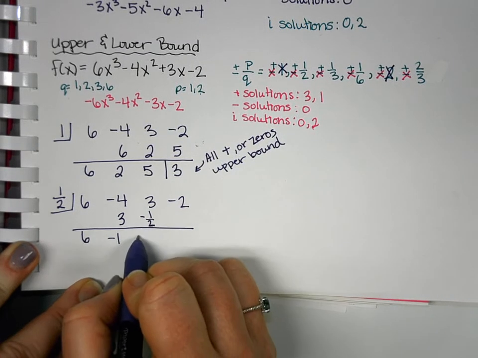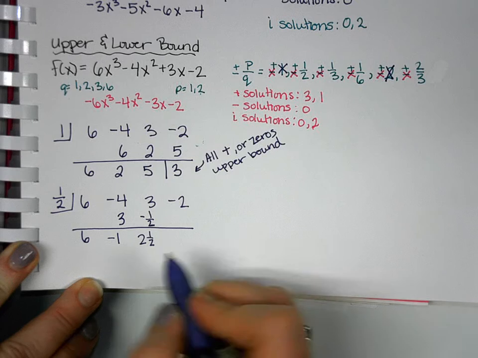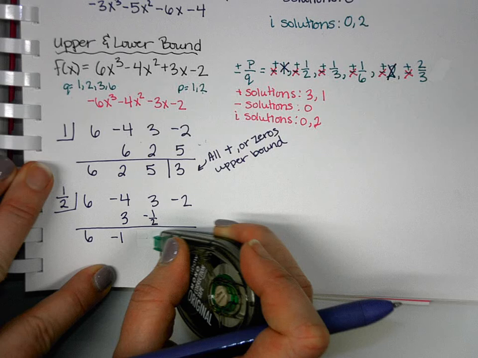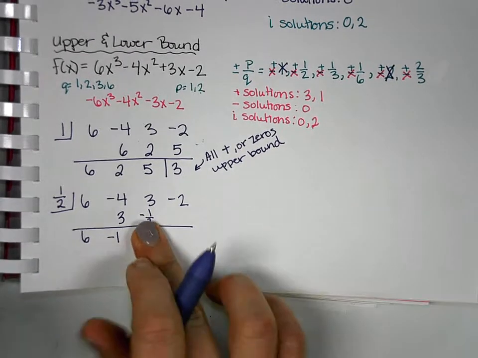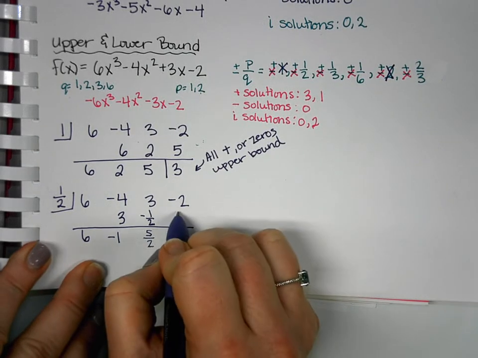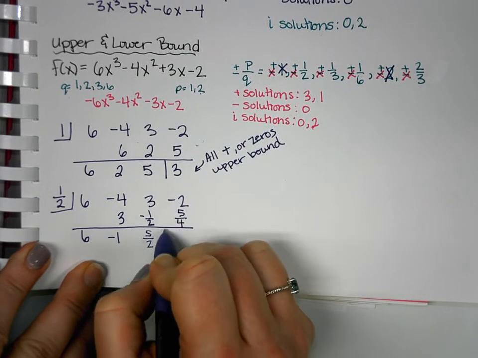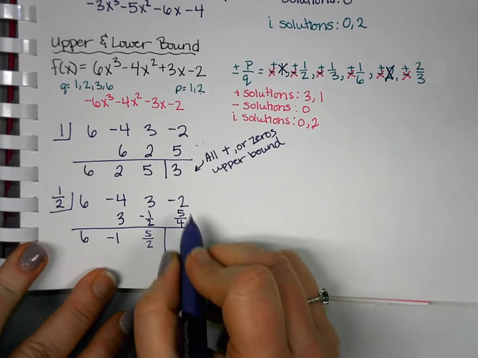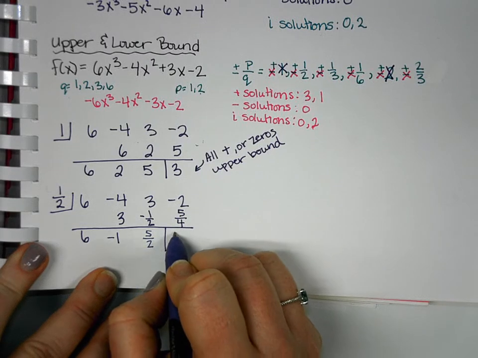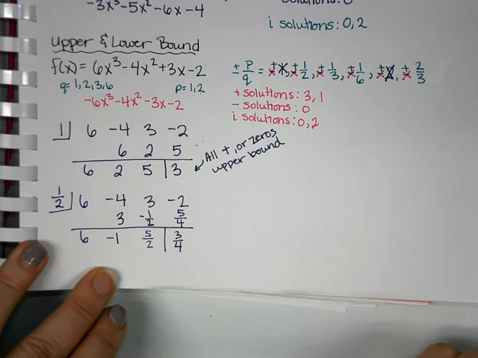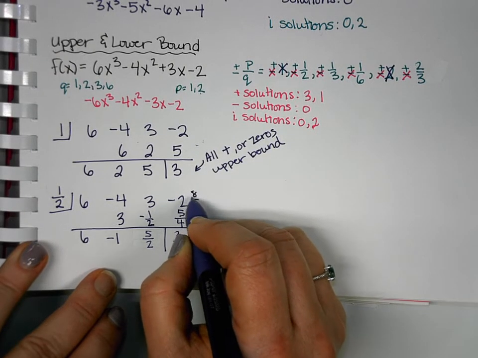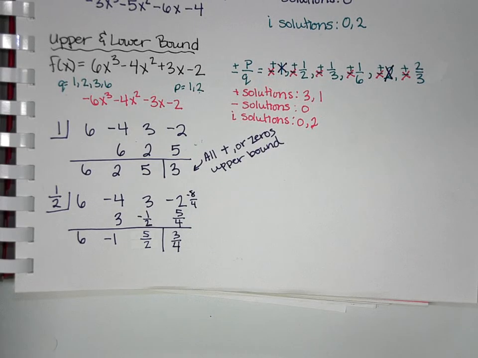Add 2.5. Actually, I'm going to put that as an improper fraction to make it a little bit easier. 5/2. So then when we multiply, we get 5/4. So when we subtract, that's -1 3/4, that's -8/4. Yeah, okay. And it's going to be negative.